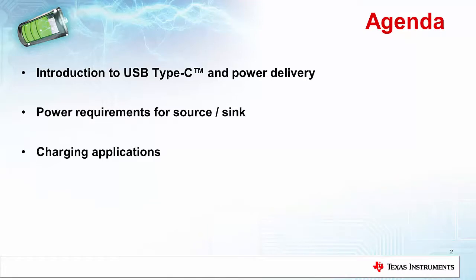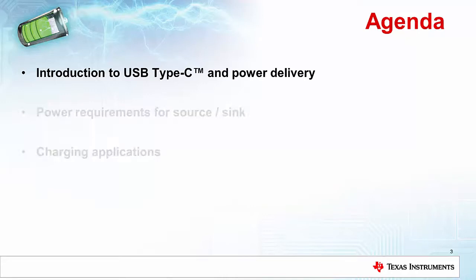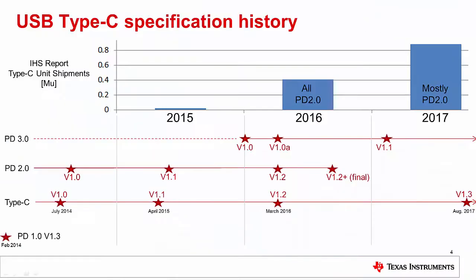Here is an agenda of the talk that I'm going to go through today. It's in three main categories. First, I'm going to introduce the USB Type-C and the power delivery specifications. Then I'm going to talk about some of the specific power requirements for sources and sinks that come from those specifications. And then I'm going to talk about charging applications specifically. With that introduction, let's get right into talking about USB Type-C and power delivery.